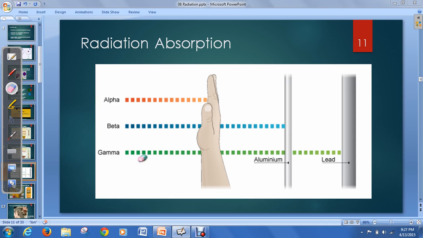And then the last one is gamma radiation, which is usually the one they're talking about in the news when they mention radiation, because it just travels through everything. Okay, it's really hard to prevent gamma radiation. It travels through your hand. It travels through aluminum. You need about 3 or 4 feet of lead to really stop gamma radiation in its tracks, because it's just energy that's moving through particles.